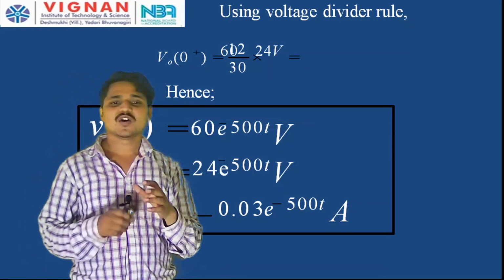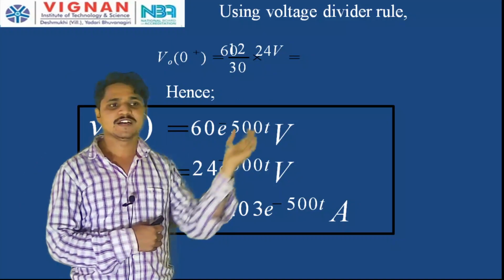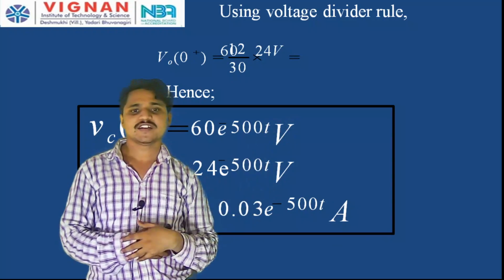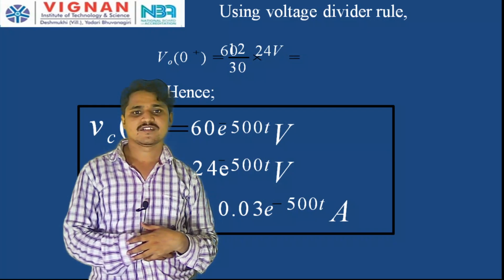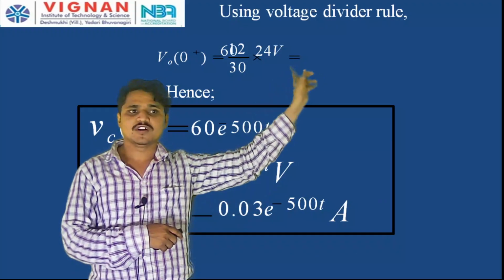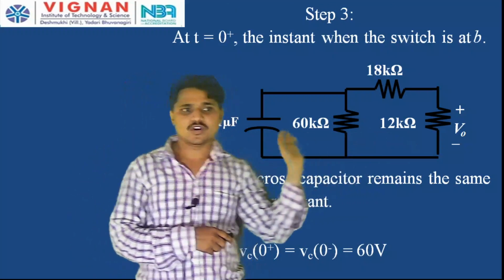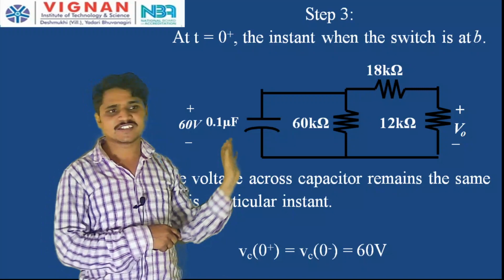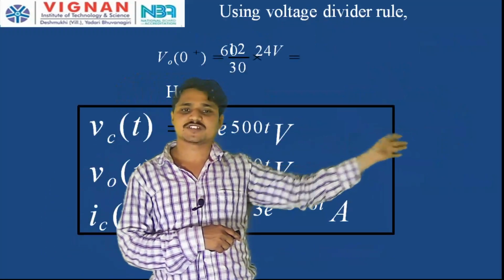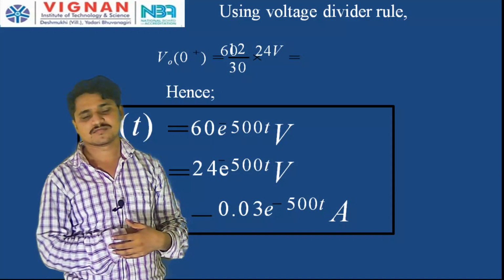So, this is the voltage across the capacitor when the switch is moved from A to B position. That means it is decreasing exponentially. Therefore, this 24 volt is the voltage across this resistor. This capacitor will dissipate the energy in this resistor, so this voltage will also decrease exponentially. See, 24 into e to the power of minus 500t volts.